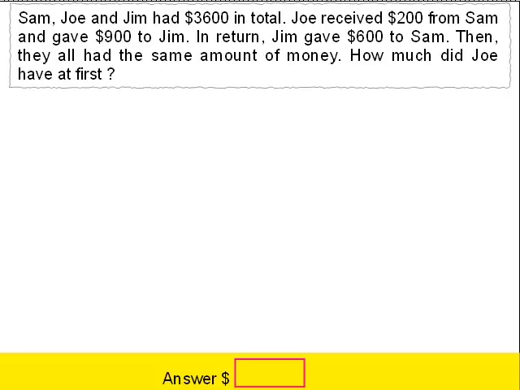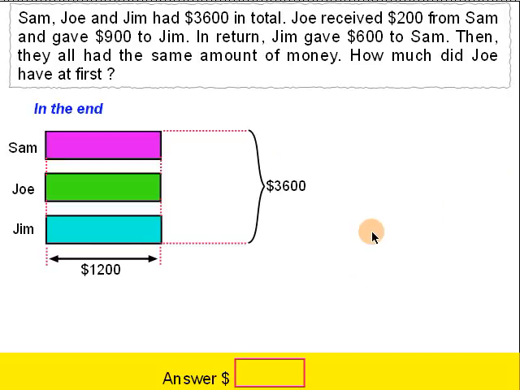Well, this question sounds complicated. It's always before and after. So for such a question, we either start the model with before or after. For this case here, we usually start with after. So in the end, or the after, they all had the equal amount.